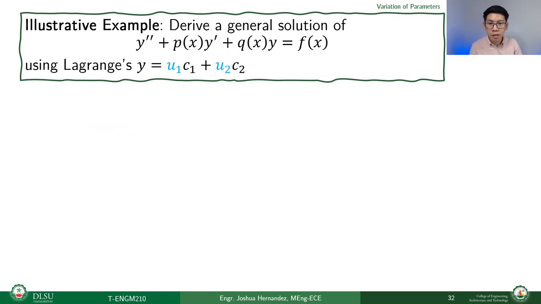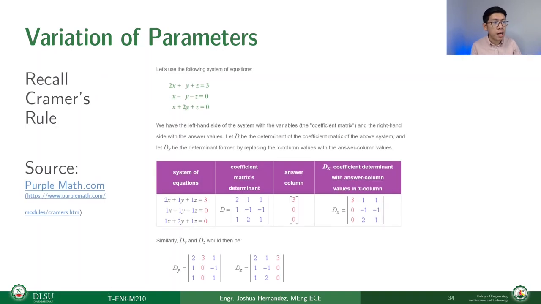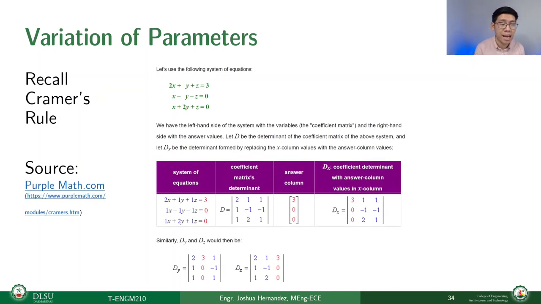So, how will we use Cramer's rule? Going back here, solving for u1 and u2, these are the two equations we got earlier, right? u sub 1 prime y sub 1 plus u sub 2 prime y sub 2 equals 0. And then u sub 1 prime y sub 1 prime plus u sub 2 prime y sub 2 prime equals f of x. Now, how do we solve for u sub 1 prime and u sub 2 prime? We're going to use a technique from your algebra, Cramer's rule. Do you still remember it? Cramer's rule is like this.